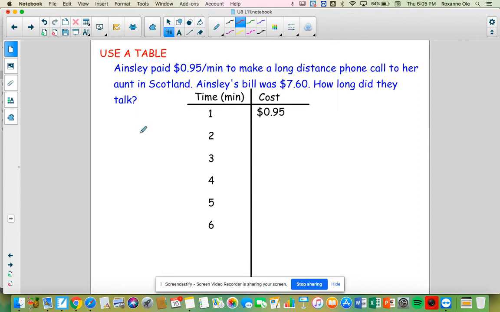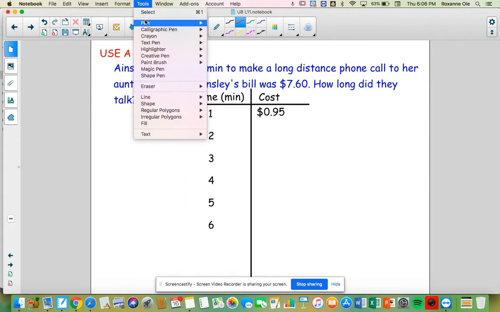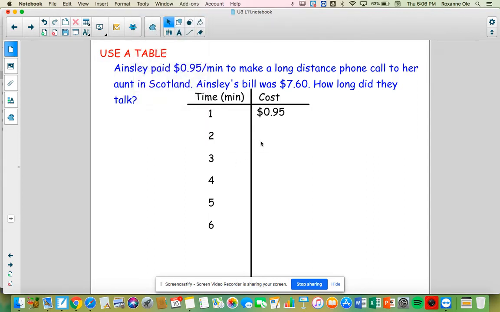I found this kind of funny because the example they used in the book tells how old the book is because it's talking about paying per minute to make a long distance phone call. Now, I remember the days when we used to have to pay per minute, but I don't think you guys do. It used to be that if you made a long distance phone call, you had to pay per minute. And so you didn't spend a lot of time on the phone because you were trying to save your parents money. All right, so use a table.